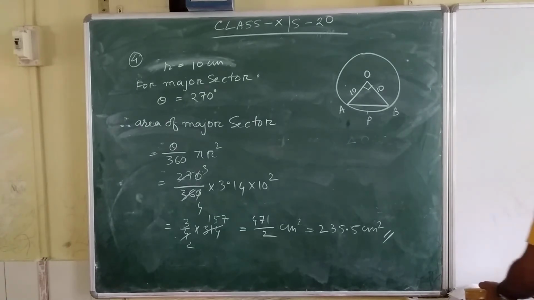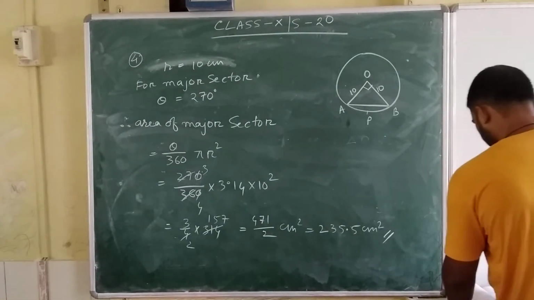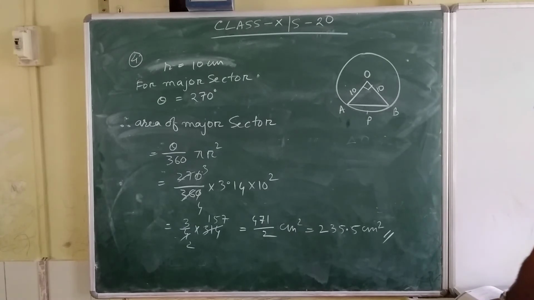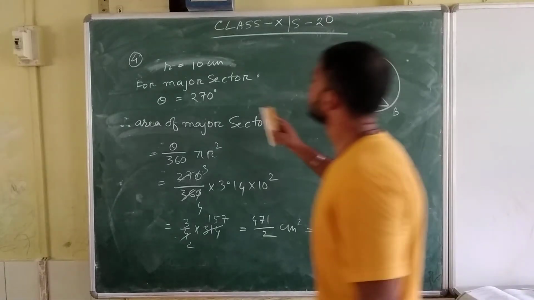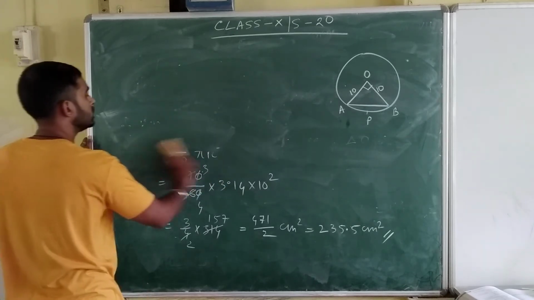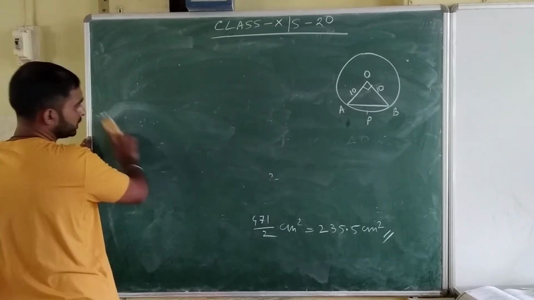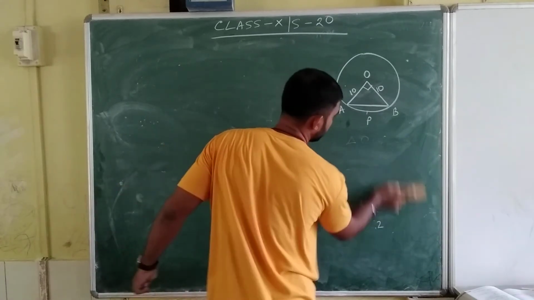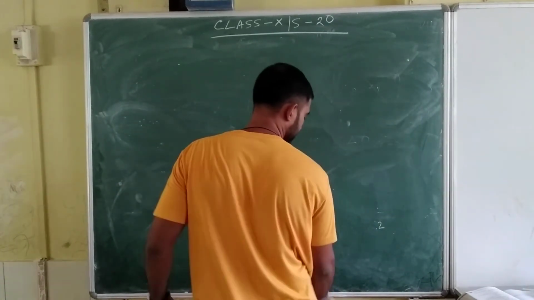Now the next question is: a circle of radius 21 cm and an arc subtends an angle of 60 degrees at the center. Find the length of the arc, the area of the sector, and the area of the segment. Now in question number 5 there are 3 parts. We have to find the length of the arc, then area of the sector, then area of the segment.